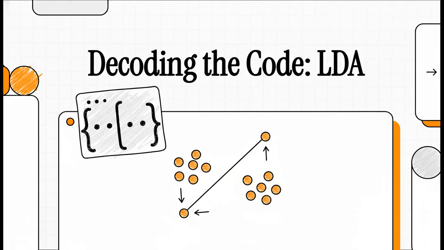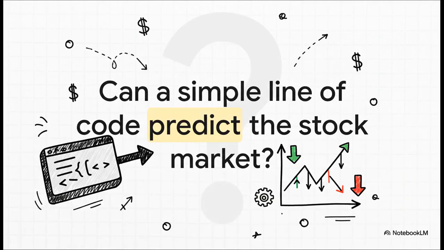Welcome! So, for this explainer, we're going to do something a little bit different. Instead of just talking about a machine learning algorithm, we're going to actually crack it open and look at the Python code that makes the whole thing tick. And our subject today is linear discriminant analysis, or LDA. And hey, to make it interesting, we're going to use it to tackle a classic, pretty high-stakes question. Can a relatively simple line of code actually predict whether the stock market will go up or down? That's the challenge we're setting for ourselves.